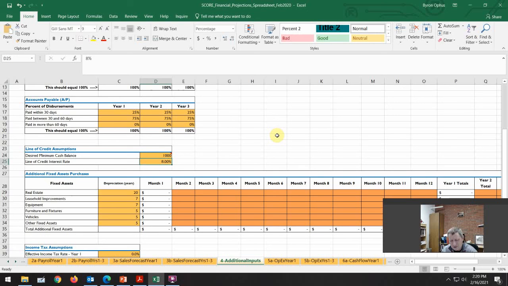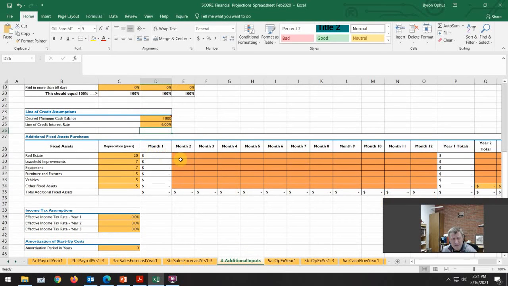And what this does is, on your cash flow, when we get to the cash flow, if you fall below that $1,000, it will assume that you have a line of credit, and it will advance money from that line of credit to keep you above that $1,000. You might like that kind of cushion. 8% might be a little high right now for interest rates. Prime rate's about 3. The normal rate for a lot of businesses is going to be 5 to 6%. I might change that to 6.